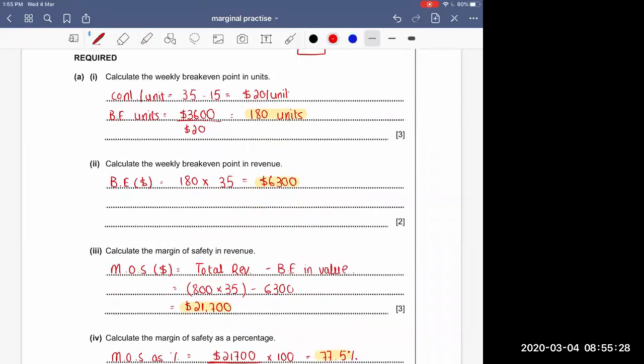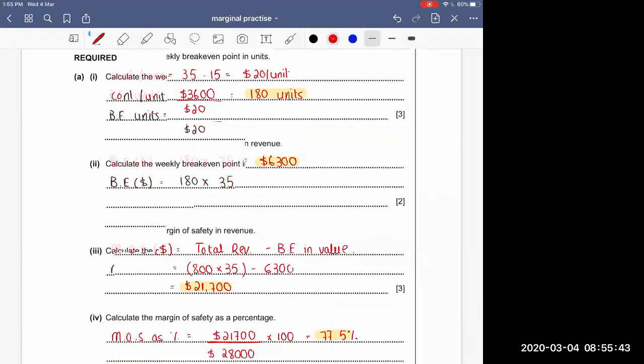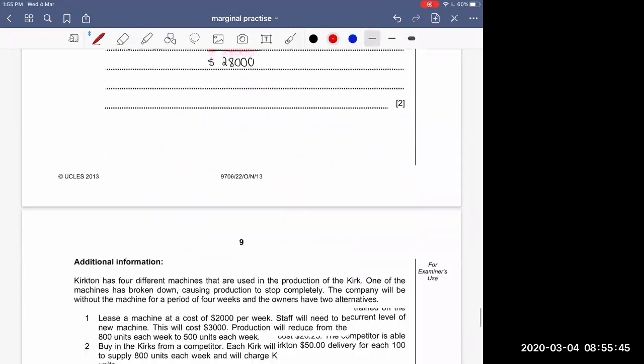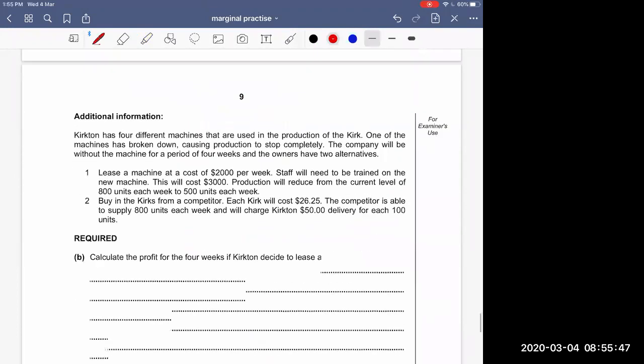Now you see, my workings include everything. Where dollars need to be shown, there are dollars, where units need to be shown, there are units. And where percentage is to be used, I am using percentage. Got it, guys? Got it? Next. The next part.